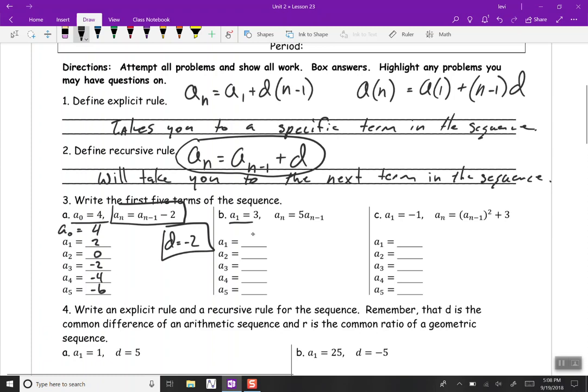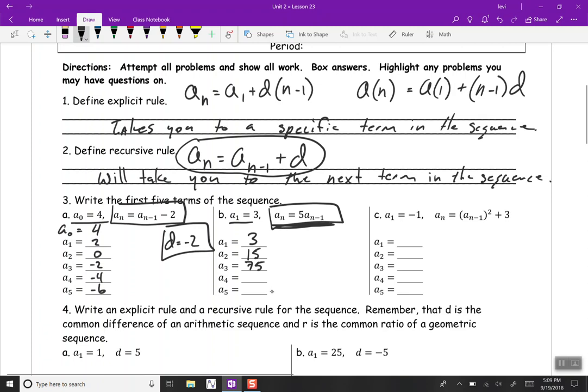Same thing here. This says the first term is 3. And okay, so this isn't linear. This isn't arithmetic, I guess. This would be a geometric sequence. We'll learn about that later. But that's just saying take your previous term, right? A sub n minus 1 means your previous term, and we're multiplying it by 5. So that would be 15. 15 times 5 would be 75. 75 times 5, what would that be?